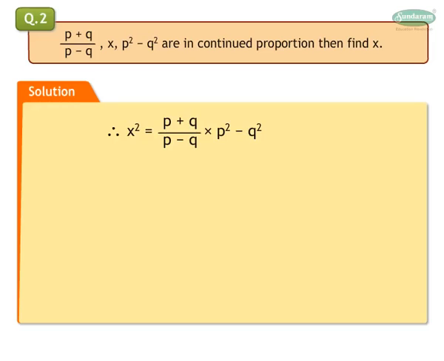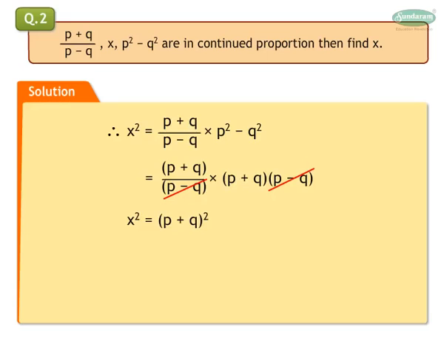We now solve for x first as we solve equations. We factorize p square minus q square as bracket p plus q into bracket p minus q. We therefore get x square is equal to p plus q upon p minus q into p plus q into p minus q. Cancelling p minus q from numerator and denominator, we therefore get x square is equal to p plus q the whole square. Taking square roots from both the sides, we get x is equal to p plus q.